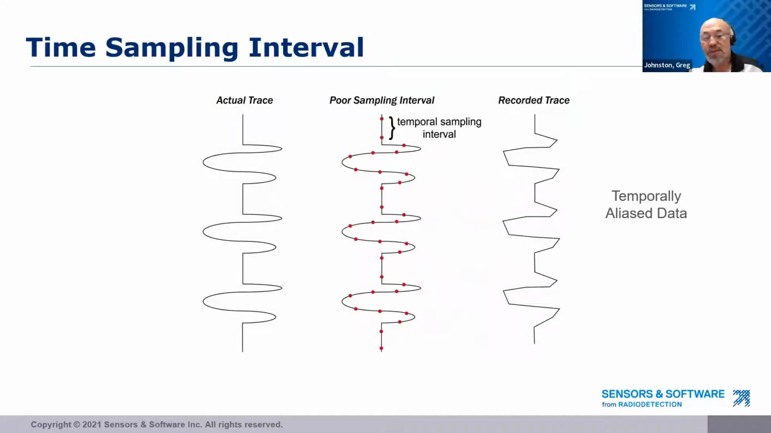With a coarse time sampling interval, this happens. You can see here, the recorded trace does not match the actual trace. And this is because the time sampling interval was too coarse for the data. So the recorded points cannot recreate the actual signal. This is called aliasing.